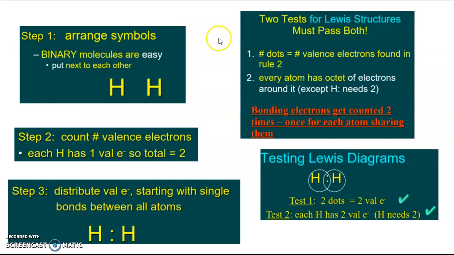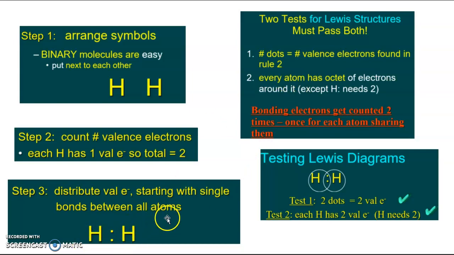Let's see what the steps are in order to represent a molecule. For binary molecules, for example, hydrogen, we have the 2 symbols, one in front of the other. And we know that every atom has 1 valence electron. Then we have a total of 2 valence electrons. What we do? We represent these 2 valence electrons being shared by the 2 atoms.